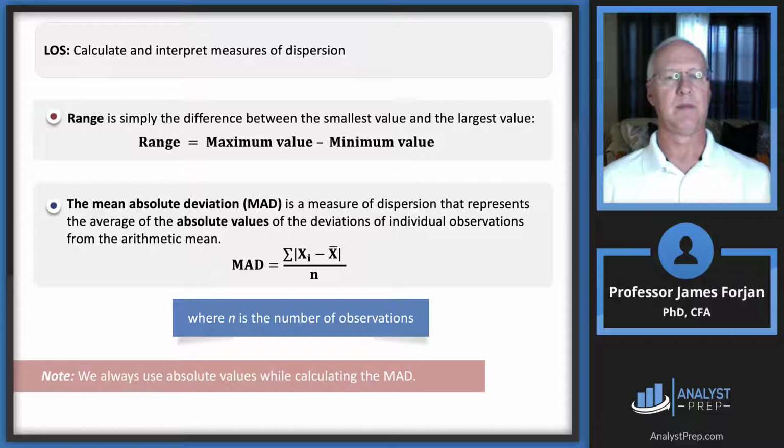Range is simply maximum minus the minimum. That's an obvious notion there. Mean absolute deviation. So here's where we start our conversation that I hinted at the beginning of the slide deck.